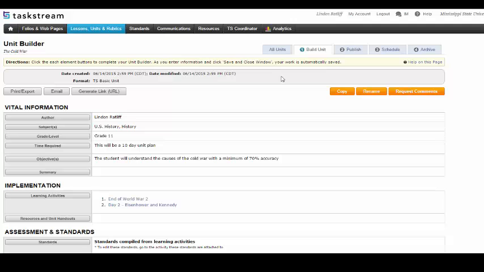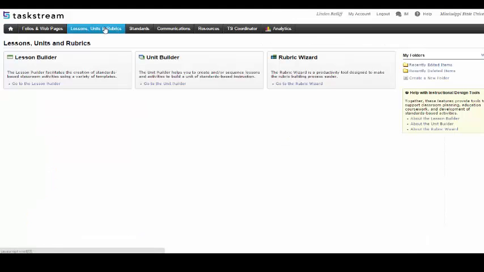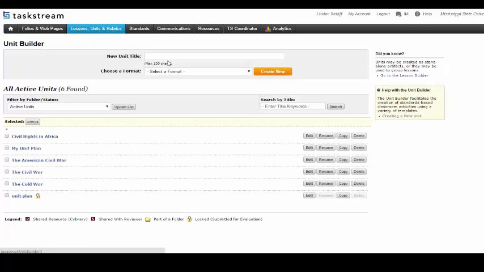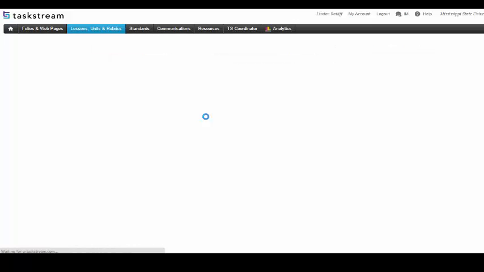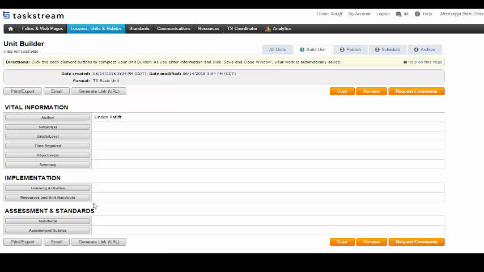Let's talk about your homework. Your homework assignment was a 3-day mini unit. So what I want you to do is do day 1, day 2, day 3 in TaskStream. All you've got to do for this homework assignment is this: go to Lesson Plans, Units, and Rubrics, go to Unit Builder, and create a new 3-day mini unit plan. Select a format, TS Basic, create new, and then fill this out and add 3 lesson plans to this.